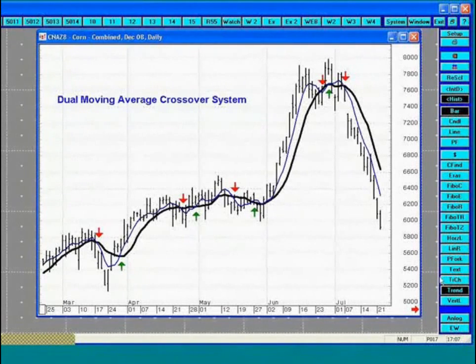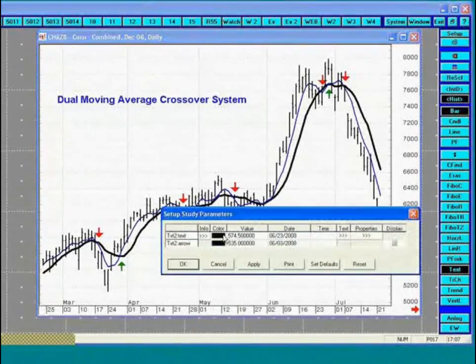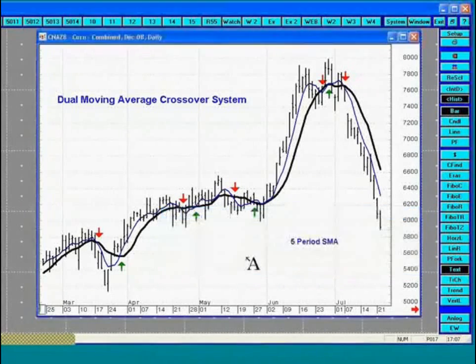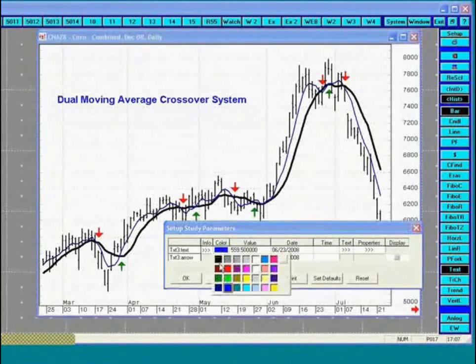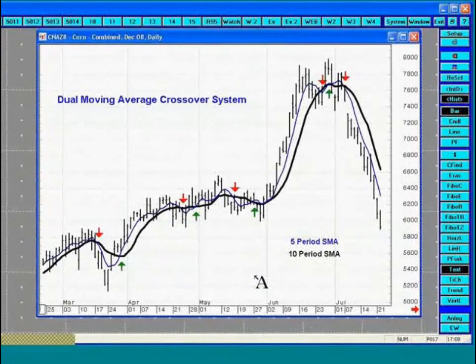Now the settings on this screen are a 5-period simple moving average, and that's going to be the blue line, and I'll make that blue, and a 10-period simple moving average. This is probably the most common application of moving averages, and initially, whenever you become interested in analysis and technical studies, you'll see a chart like this, and you'll see some moves.